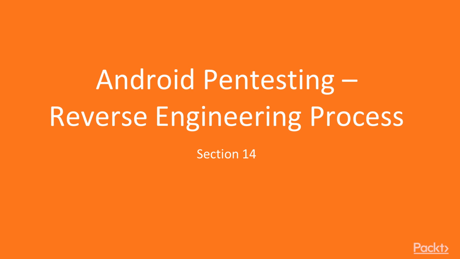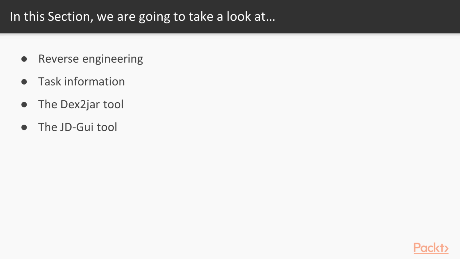Hello and welcome students to section 14, Android pen testing reverse engineering process. In this section we are going to take a look at these points. First of all, we will learn about what the process of reverse engineering is and how it works. Then I will tell you what the task is and how we will proceed. Then we will learn about these two tools, the dex2jar tool and the jd-gui tool. These two tools are really important inside the reverse engineering process, so we will also cover them.